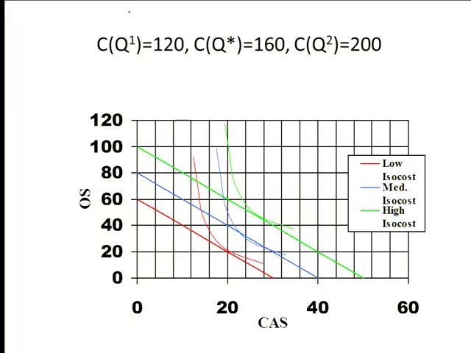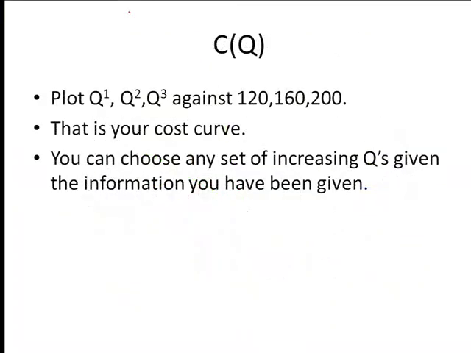So now I have 3 points on a cost curve. So if I had lots of isoquants, I could indeed produce lots of points on the cost curve. That's not the way we actually do business, but that's the way you could usefully think of it. Every time you have an isoquant, you can find the tangency, you can find an output. So the cost curve is just plotting Q1, Q star, Q3, against 120, 160, 200. That's your cost curve.